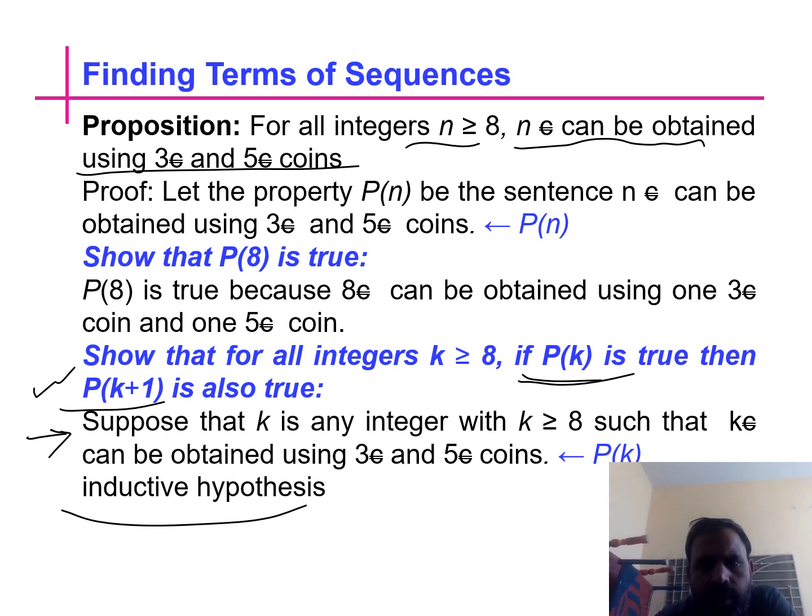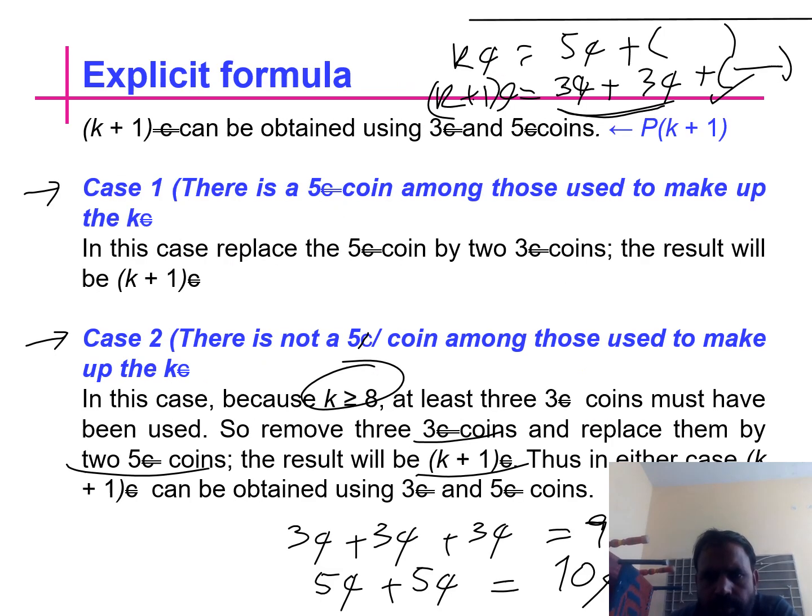We show that for all integers k greater or equal to 8, if P of k is true, then P of k plus 1 is true. We suppose that k is an integer with k greater or equal to 8, such that k coins can be obtained using 3 coins and 5 coins. So this is P of k, the inductive hypothesis.